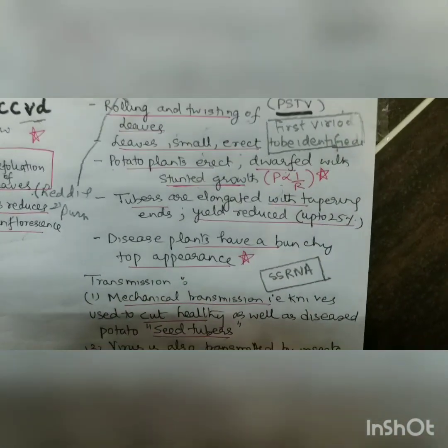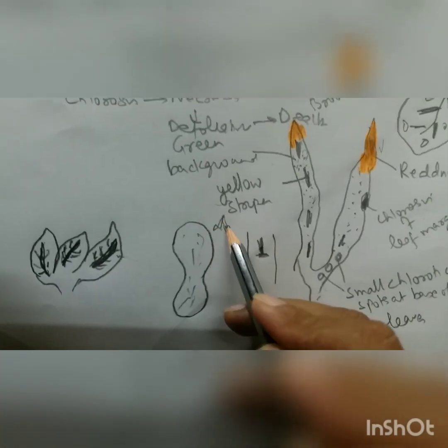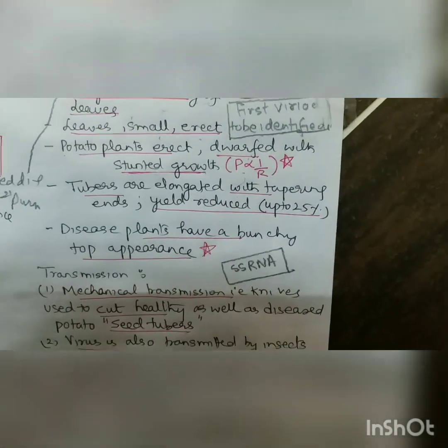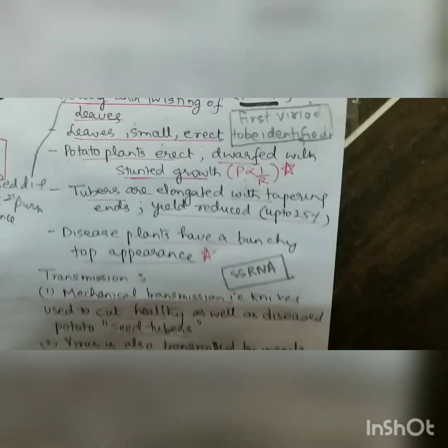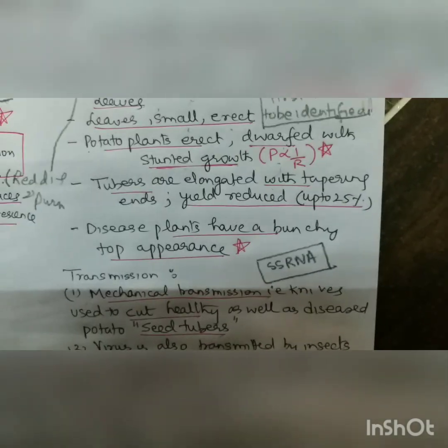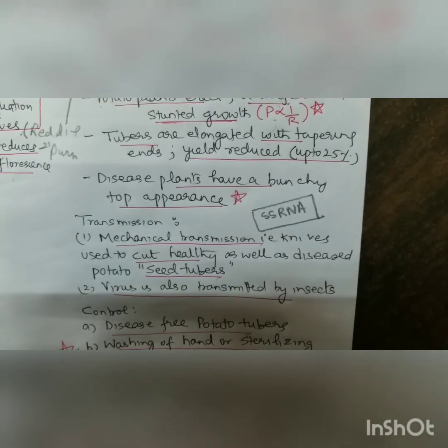Tubers are elongated with tapering ends. As I already told you, here the midrib increases and the tubers are elongated, elongated with tapering ends, right? And these plants have a bunchy top-like appearance, because the internodes are shortened, and the diseased plants show a bunchy top-like appearance.